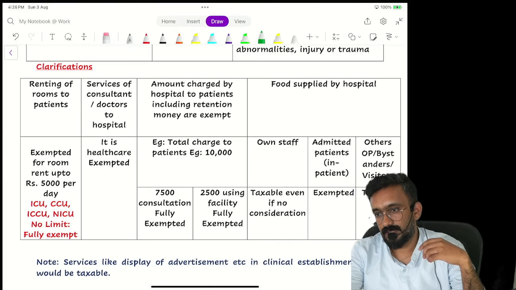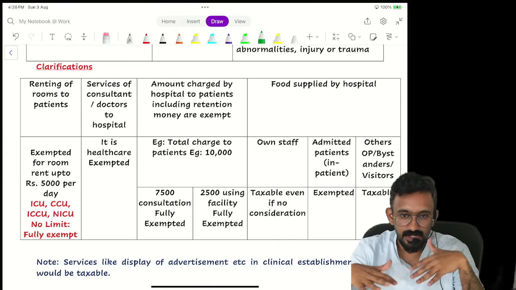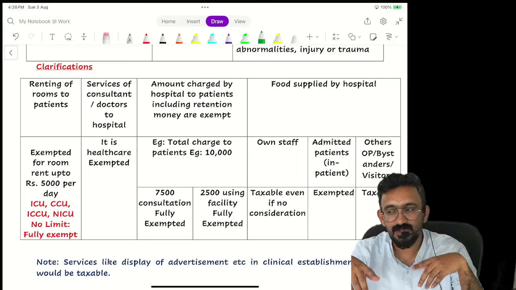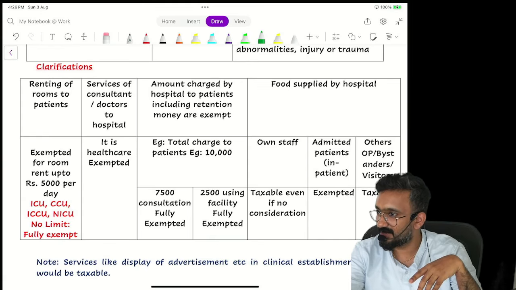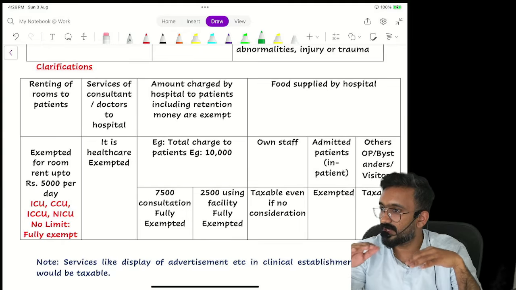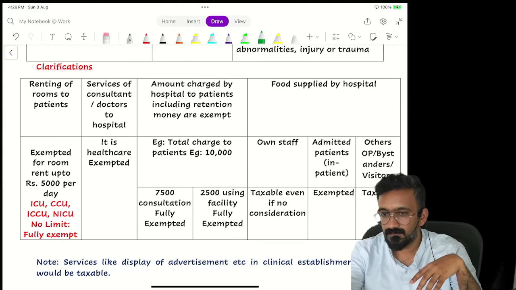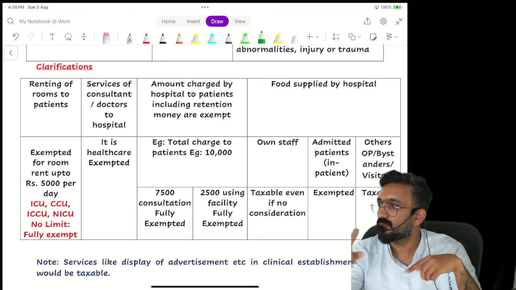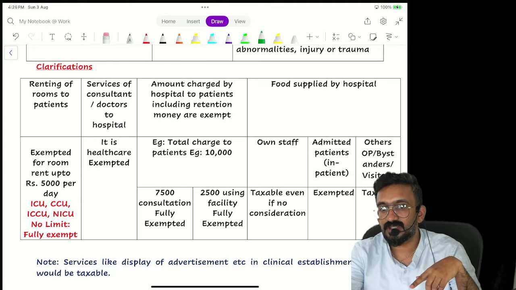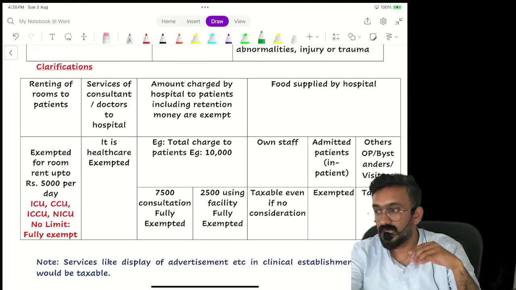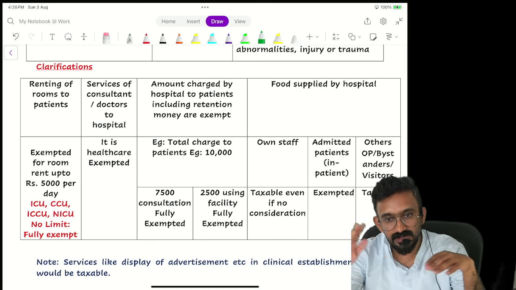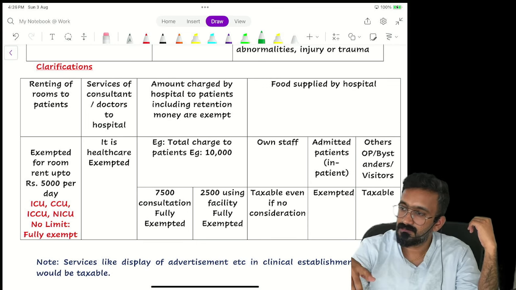When you go to hospital, there are two types of patients: inpatients and outpatients, IP and OP. IP patients will have to pay treatment charges plus accommodation charges, room rent. Would it be taxable or exempt? Up to 5,000 is exempt. Beyond 5,000, how much would be taxable? Fully taxable. My rent is 6,000. How much will be taxable? It's the full 6,000. GST has no slab rate anywhere. The concept of GST is that it will always be fully taxed. Next question.